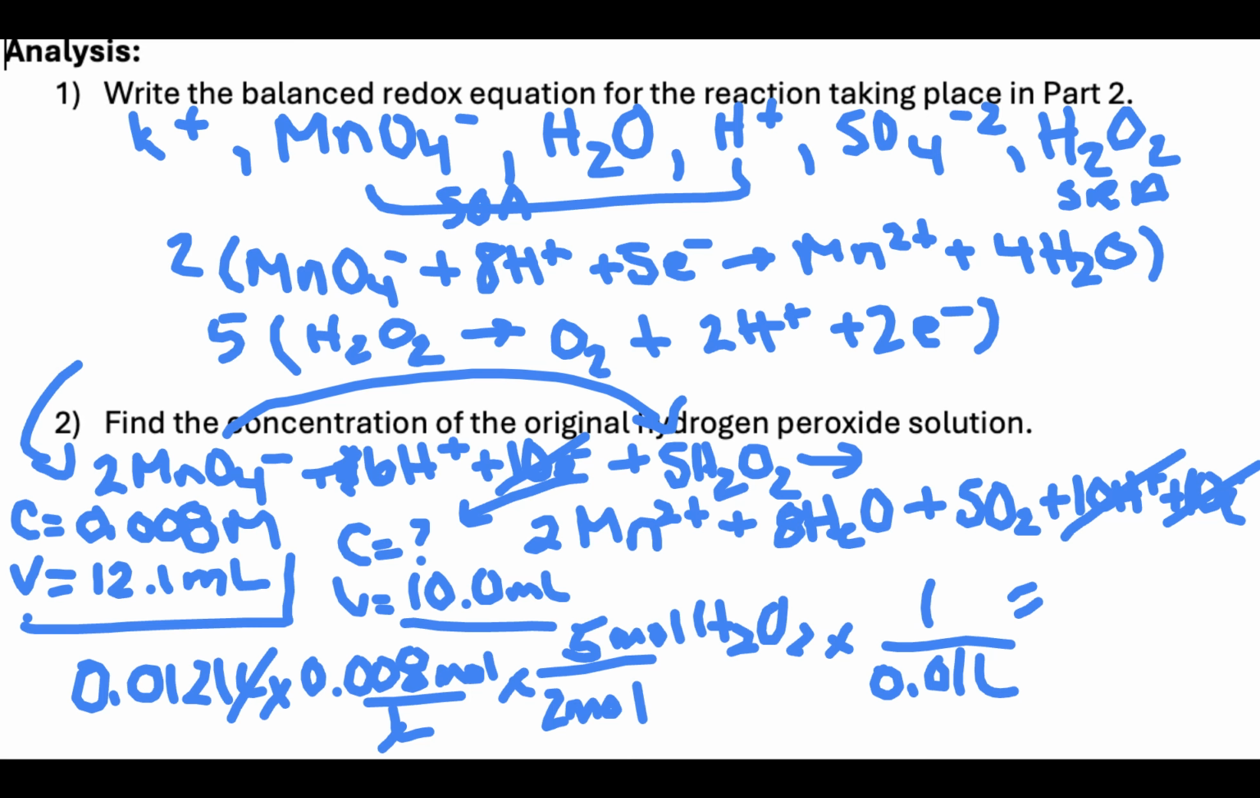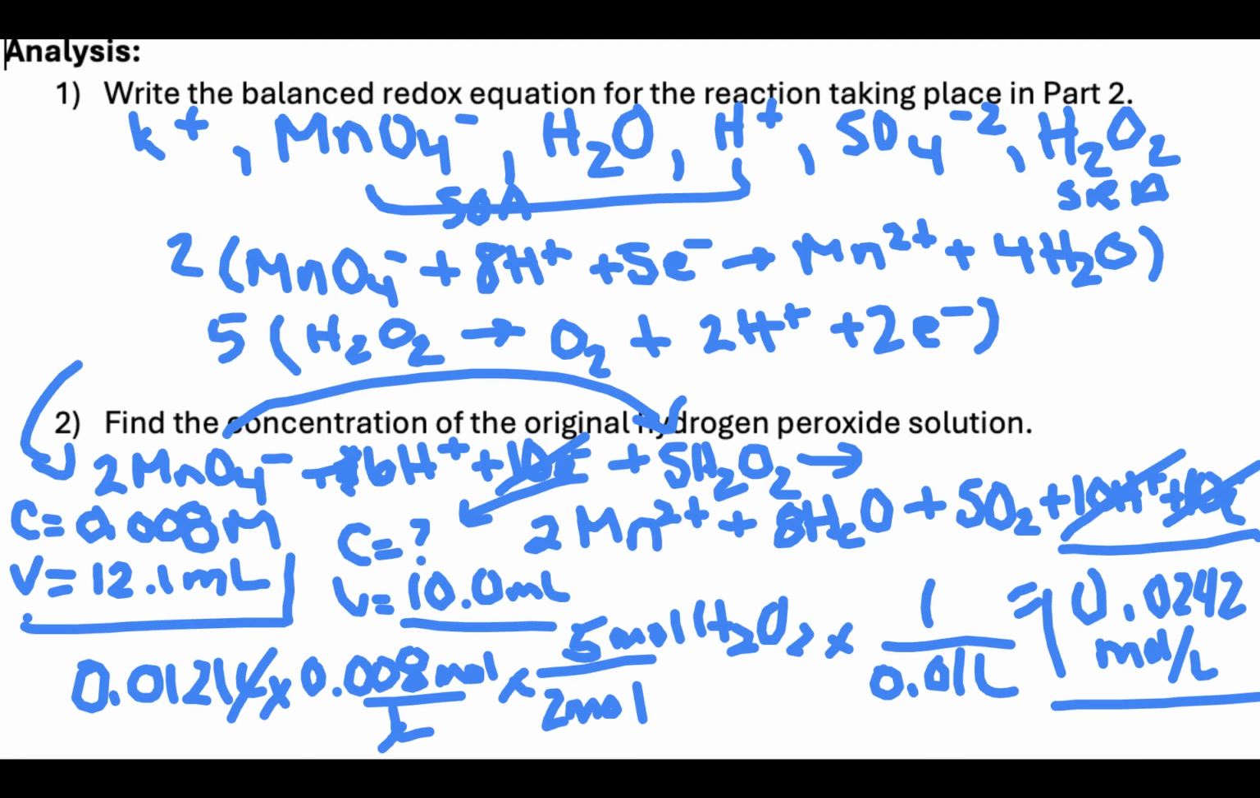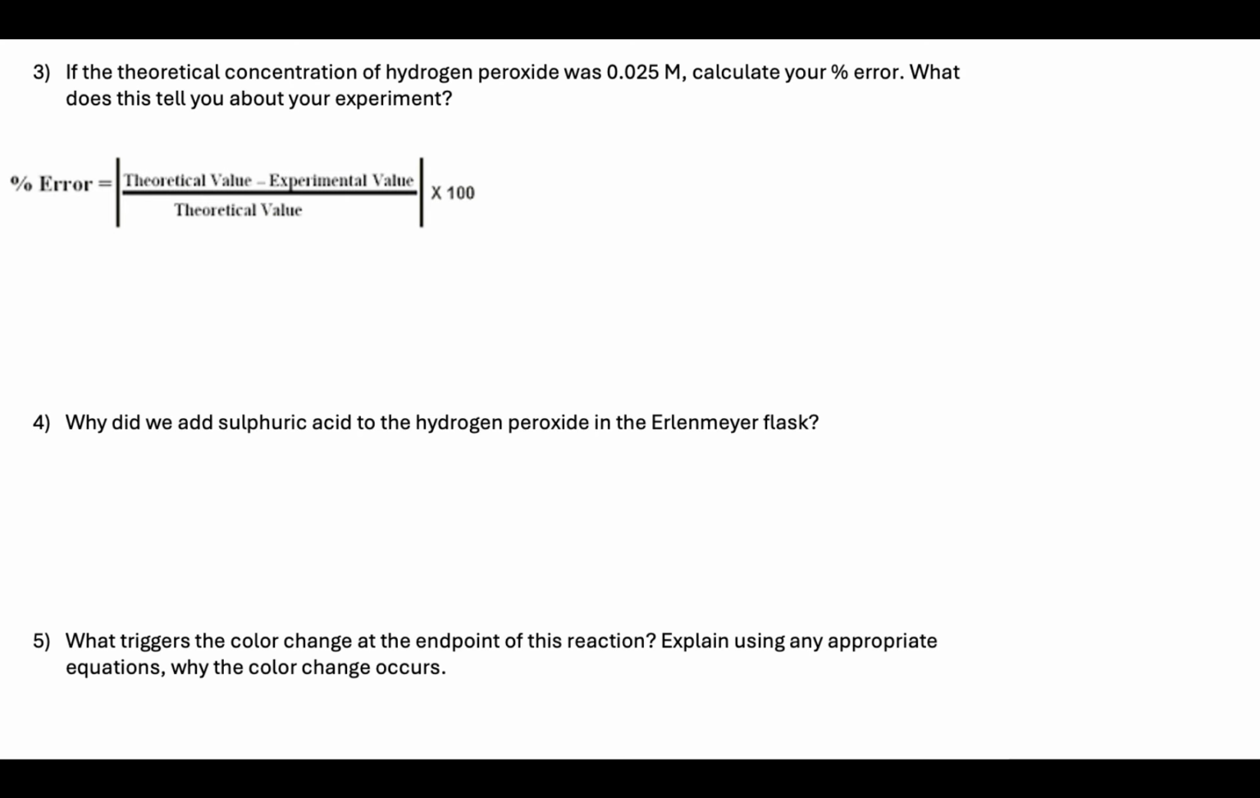So 0.0121 times 0.008 times 5/2, or not times, sorry, divided by 0.01. And we're getting the concentration as 0.0242, and that would be moles per liter. So that was my lab value, which would be my actual value. So over here, my actual or my experimental value is 0.0242 moles per liter. This part here is saying what I should be getting, which was 0.025.